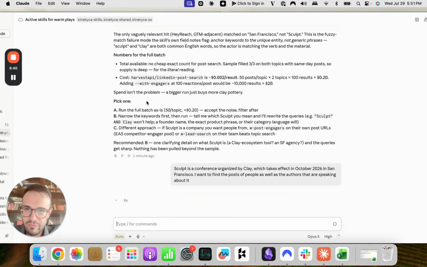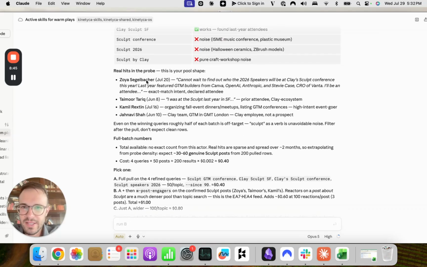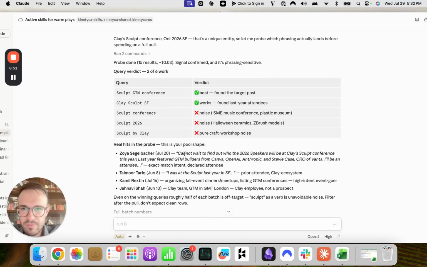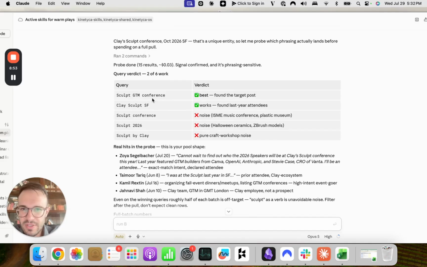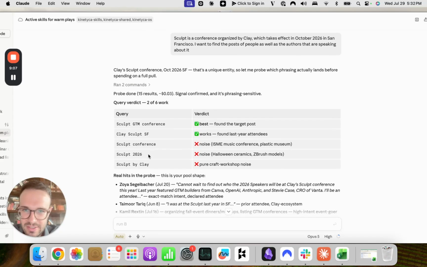It took a few minutes to come up with this. Let's see. I will pause in the meantime. Great. Now, it found some posts. Look, it found some posts here. It found what is the best query. I love that it's doing all of this itself. I don't have to find the best queries, I don't have to look manually across like 1,000. It just tells me what is actually the best.